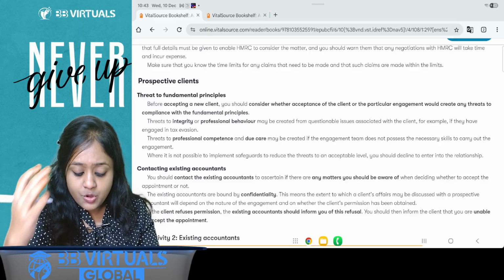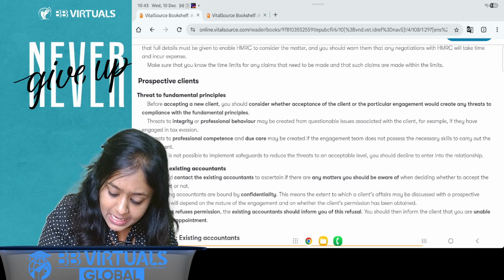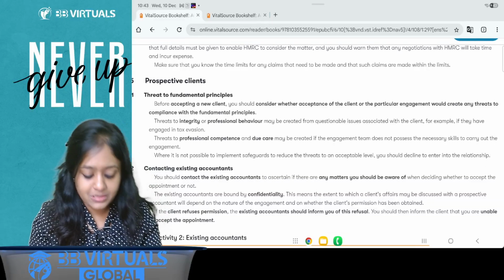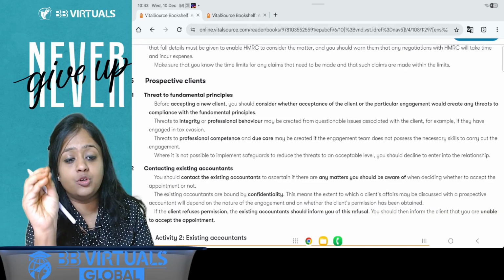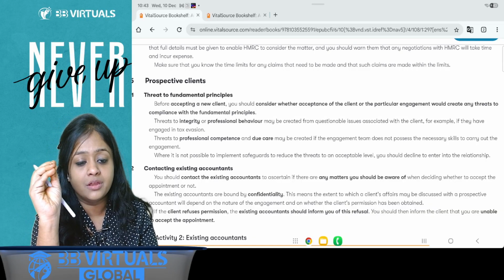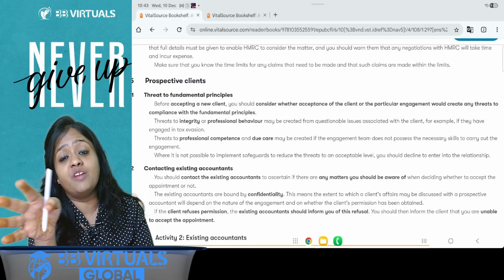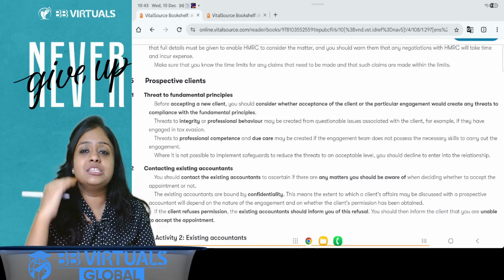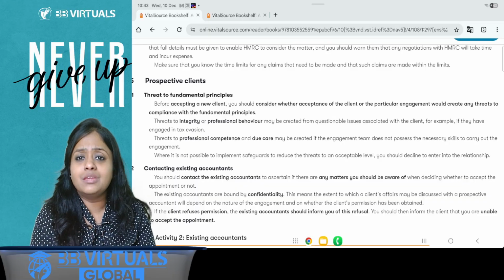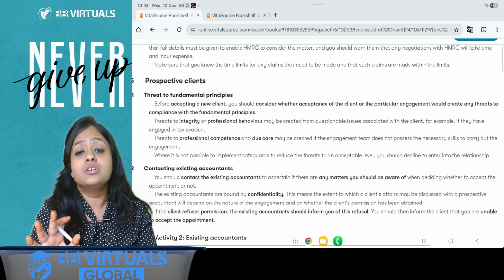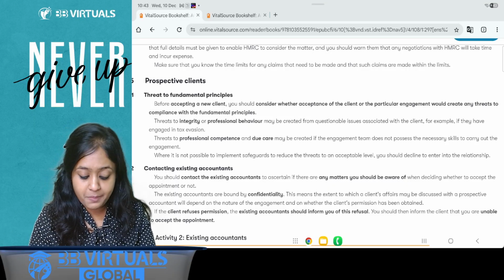Now you have to ensure that when you are accepting the client, it would not create any threat to the compliance with the fundamental principles. For example, there should not be a threat to the principle of integrity or professional behavior. How would you be able to find it? When you have got records that earlier they have been a part of tax evading activities. So that means these transactions may appear to be malafide, or malicious, or not genuine, not bona fide transactions. So then you may just refuse to work for that client, right? And there's a breach of the principle of integrity and professional behavior.